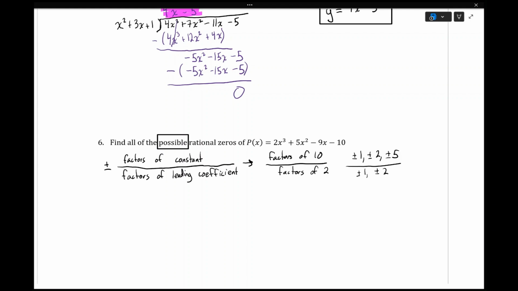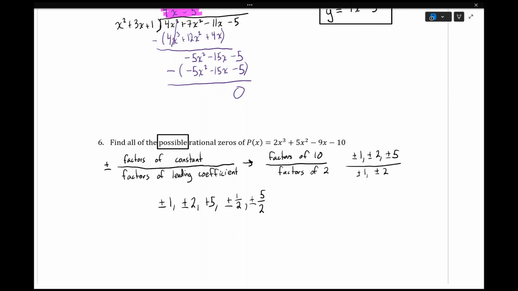So I could always have the factors of 10 divided by 1. So my possible rational zeros include plus or minus 1, plus or minus 2, and plus or minus 5. They also include all of those divided by 2, which gives me plus or minus 1/2. 2 divided by 2 is 1, which I already have, and plus or minus 5/2.